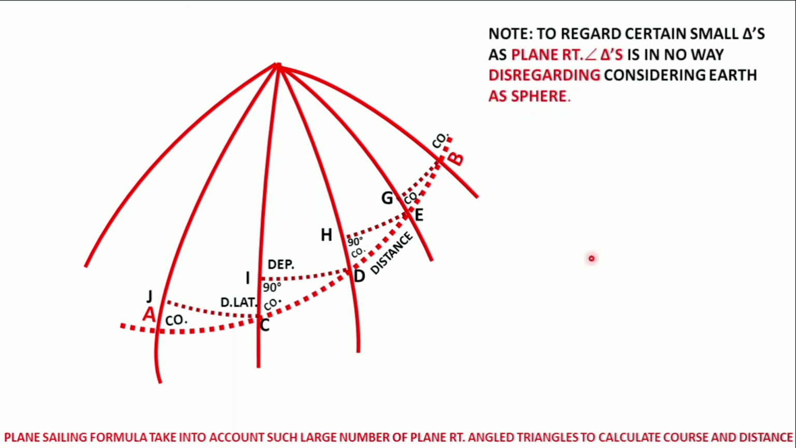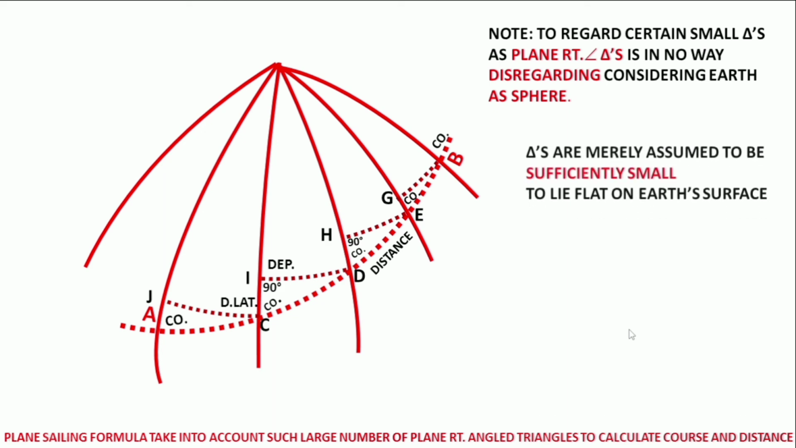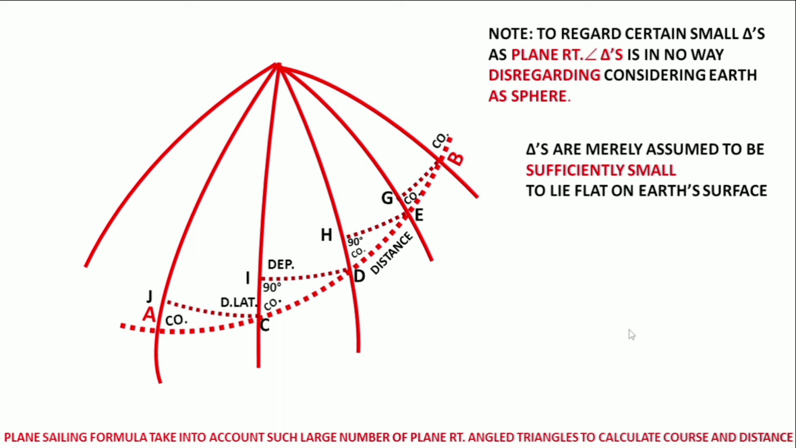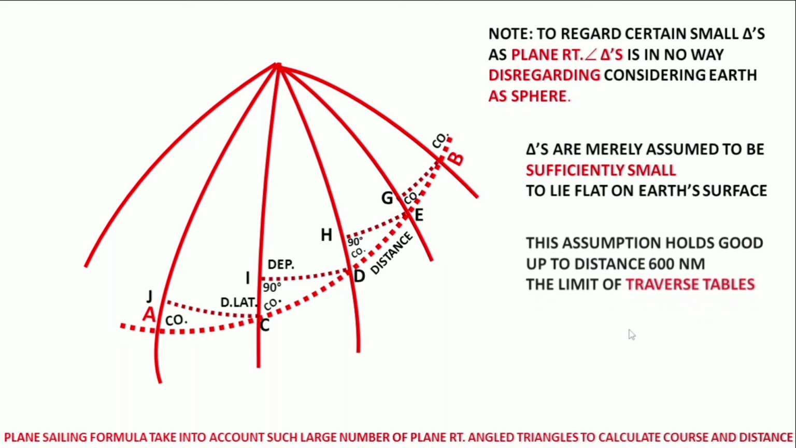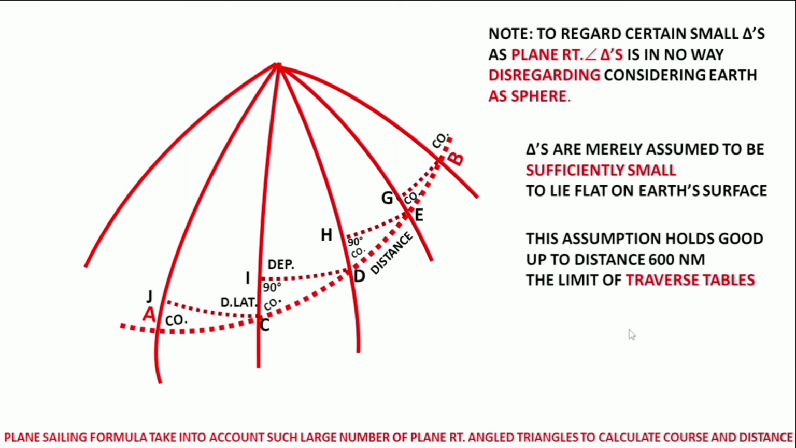Now, I've written a note. These triangles as plain right angle triangles is in no way disregarding that the Earth is a sphere. Earth is not flat. But we are just assuming that if these triangles have been made sufficiently small, very small, then they will lie flat on the Earth's surface. And this assumption would hold good up to 600 nautical miles, which is the limit of traverse tables, which we'll be talking about later on.